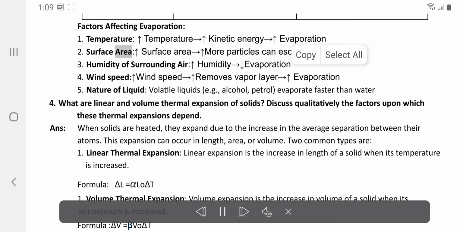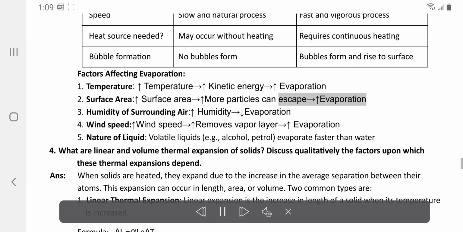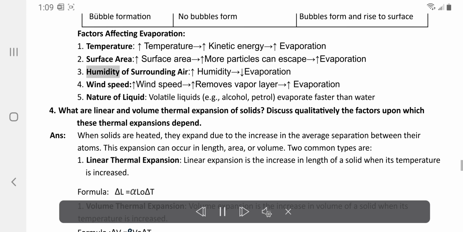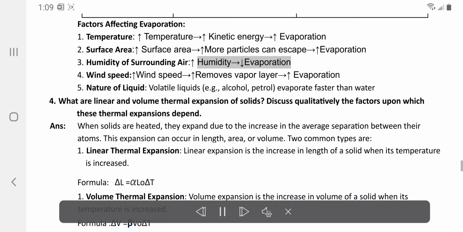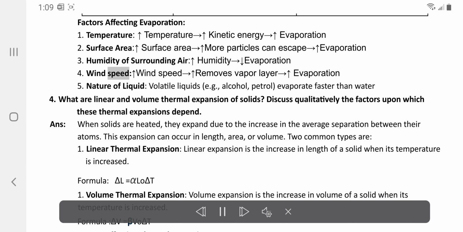Surface area: more particles can escape, so evaporation is faster. Humidity of the surrounding air affects evaporation. Wind speed: wind removes the vapor layer, increasing evaporation. Nature of liquid: volatile liquids, e.g., alcohol and petrol, evaporate faster than water.